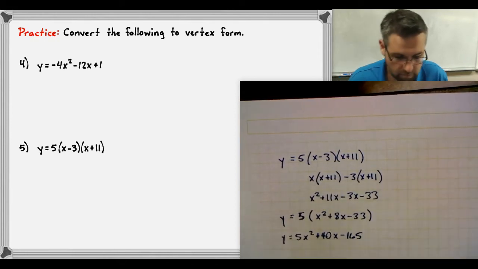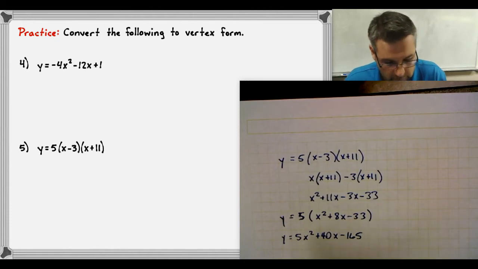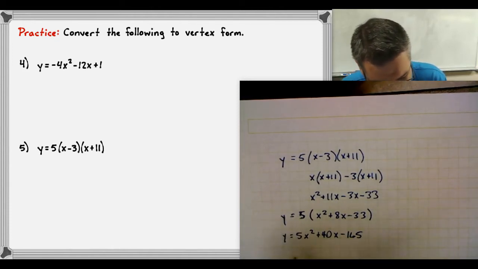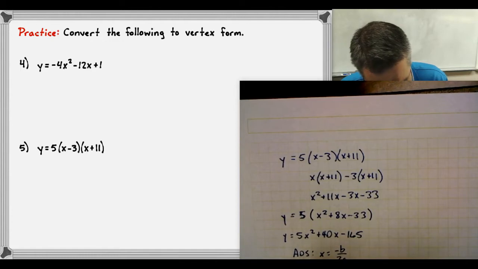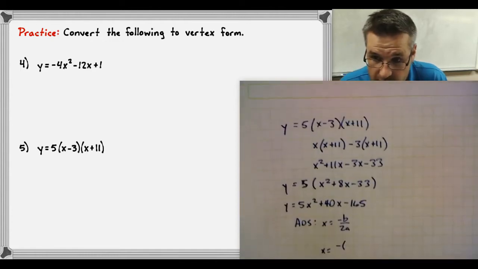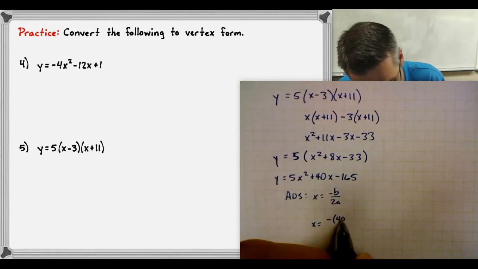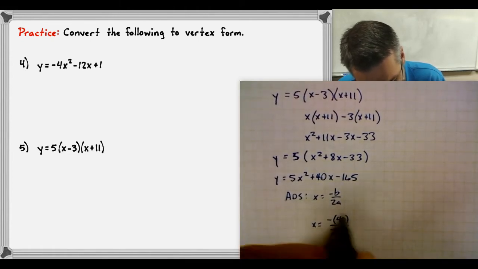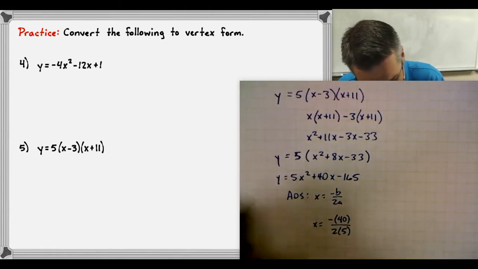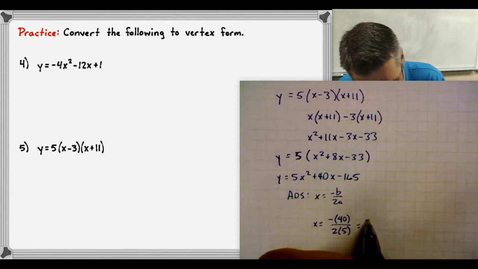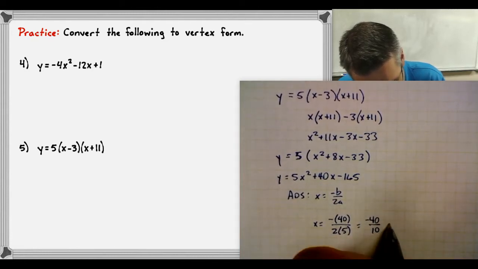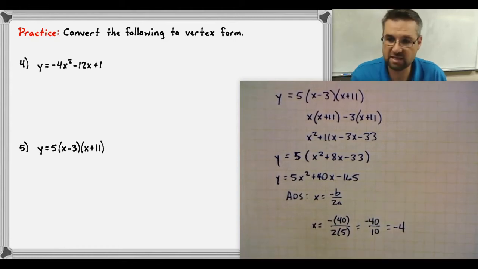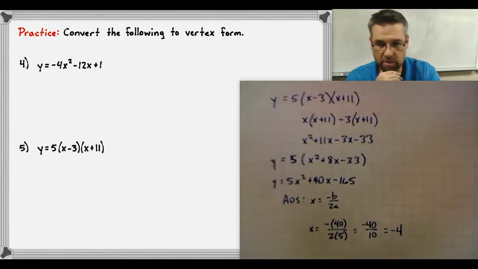That's a big number there, all right? Okay, now we can find our vertex pretty easily. Finding the axis of symmetry, we get x equals negative b over 2a. So that would be x equals negative, what's b? B is 40, so negative parentheses 40 over 2 times a. A is 5, so 2 times 5. And then that would simplify to negative 40 over 10, which is negative 4. So I have x equals negative 4 for my axis of symmetry.